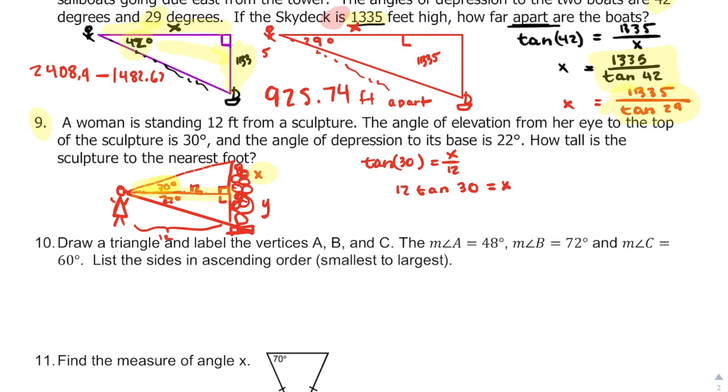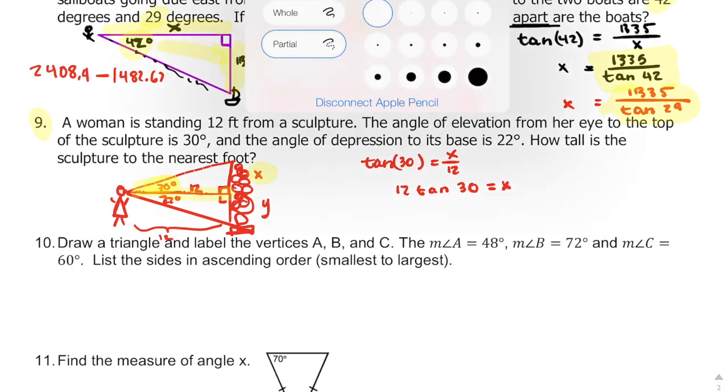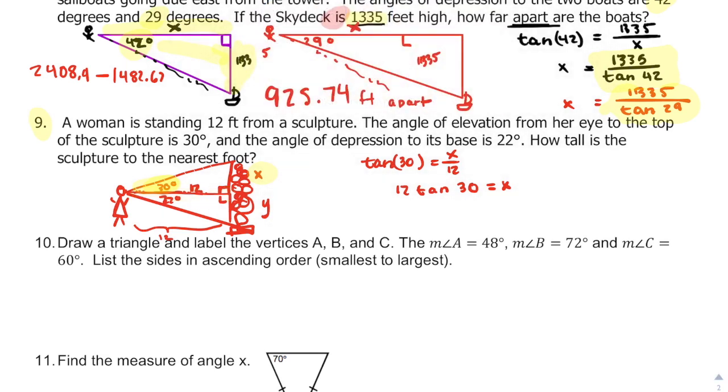Now we need to find the length of the bottom portion of the sculpture. We're going to do pretty much the same thing. 22 is the reference angle. 12 is the side adjacent. y is the side opposite, so we're going to use tangent again. Now we have tangent of 22 equals y opposite over adjacent 12. So we get 12 tangent of 22.